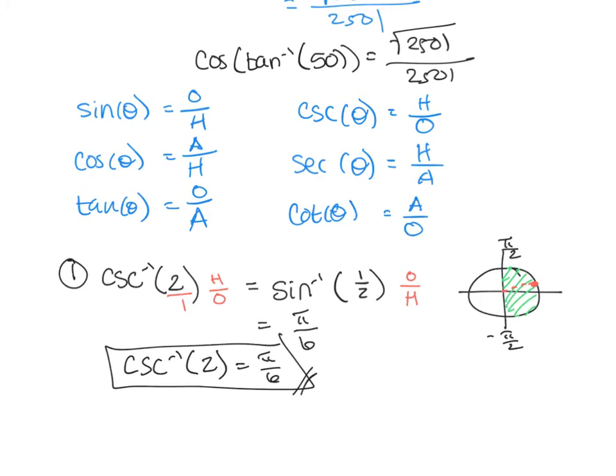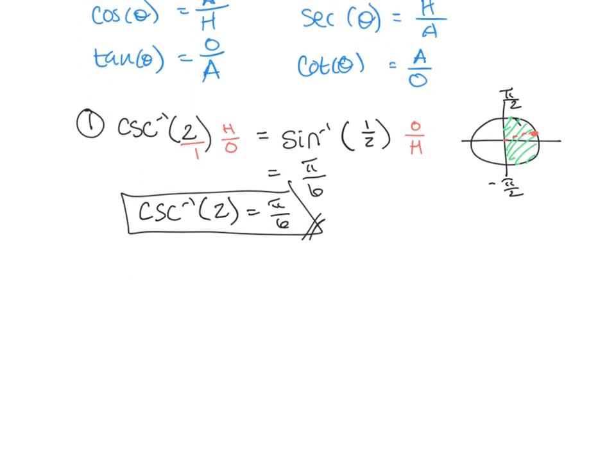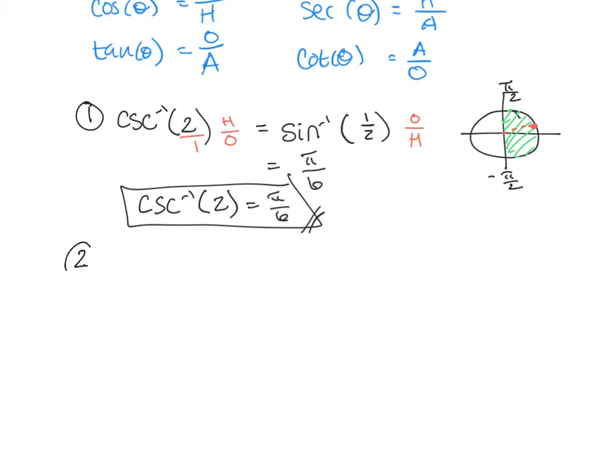So again, hoping that that wasn't too bad. It should be pretty quick. If you've watched the previous video, this will make a lot more sense. Let's try another. Okay, let's see. If we take a look at problem number 2, what if we did secant inverse of 0? Okay, well, let's stick that over 1.